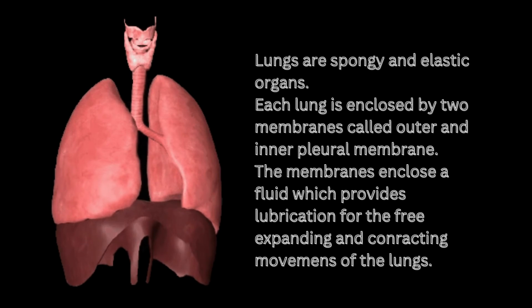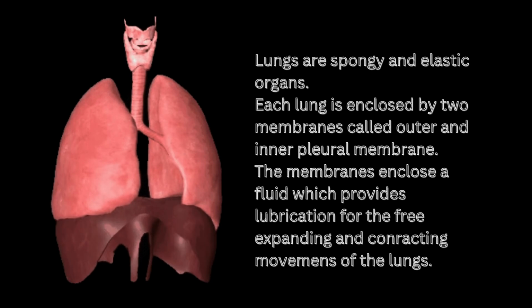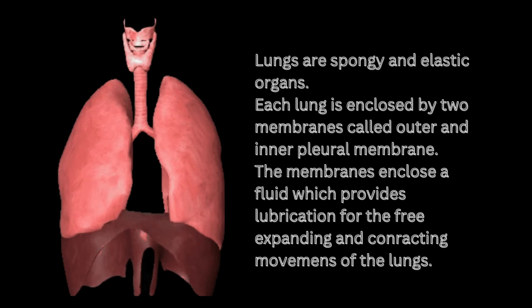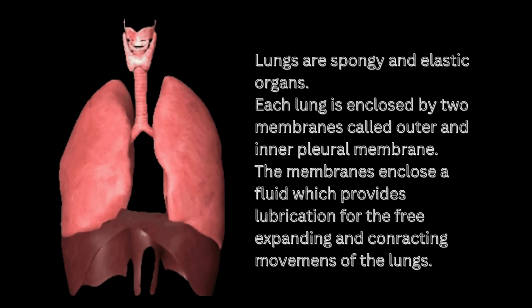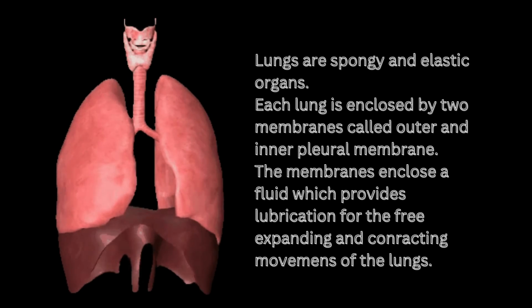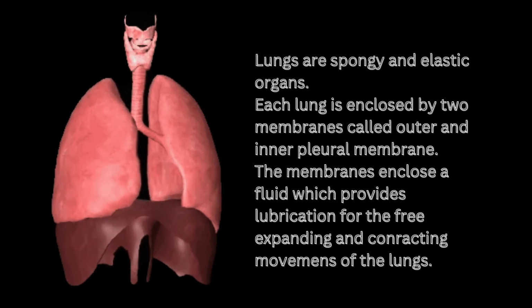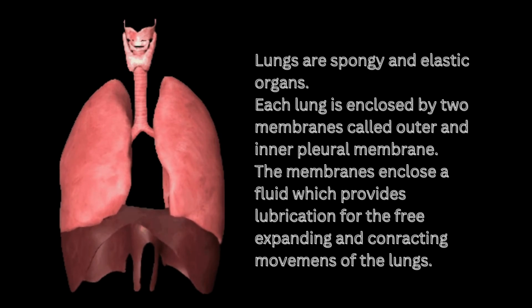The lungs also have blood vessels that are the branches of the pulmonary arteries and veins. Each lung is enclosed by two membranes called the outer pleural membrane and the inner pleural membrane. The membranes enclose a fluid which provides lubrication for the free expanding and contracting movements of the lungs.